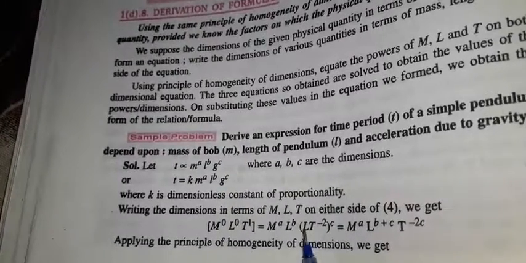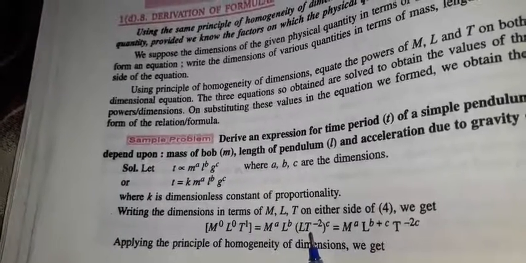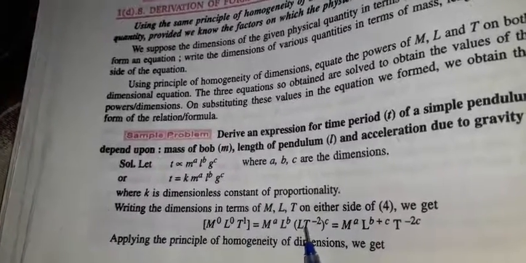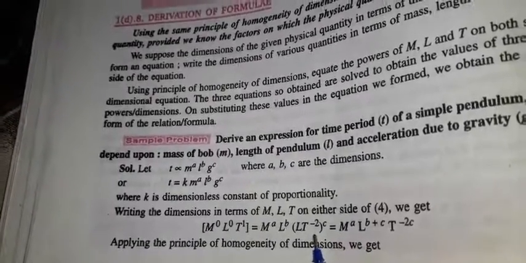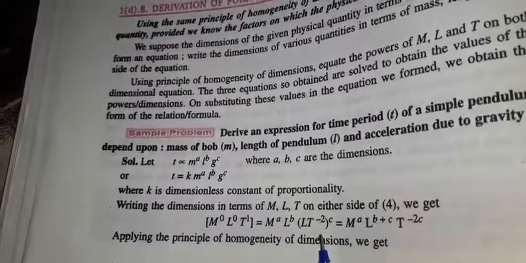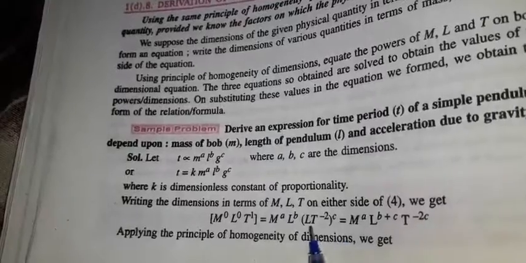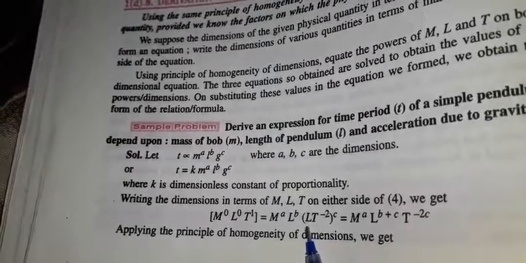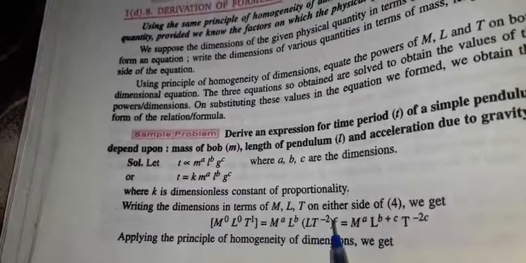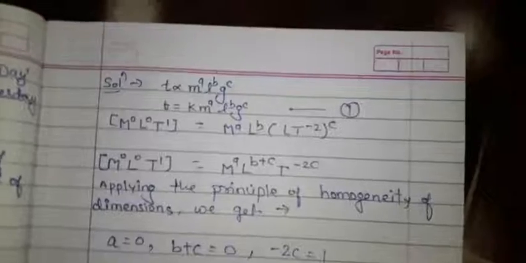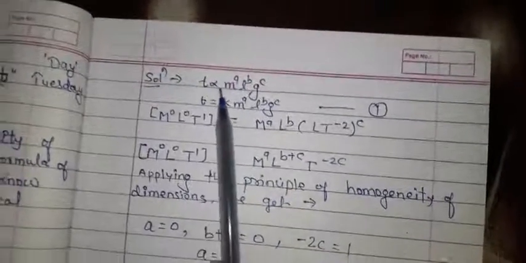So in bracket the dimension formula of g is M^0 L^1 T^-2, because g is the acceleration due to gravity and the formula of g is meter per second square. Okay, so I write here L^1 T^-2 and whole power is c. Okay, so this is the complete solution.